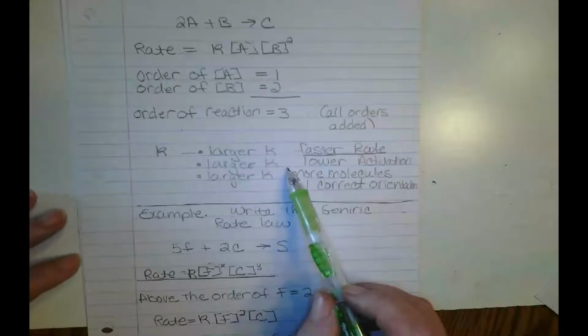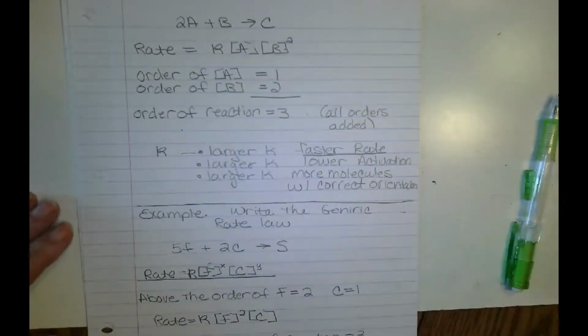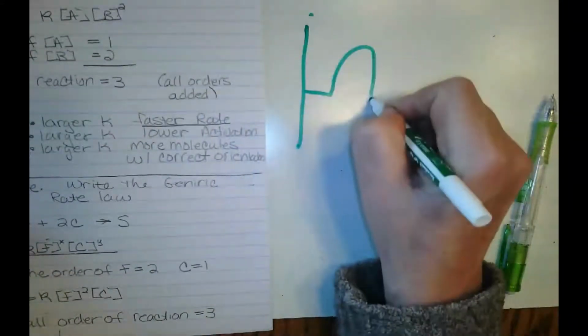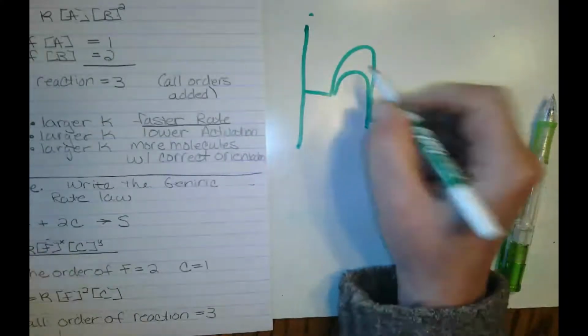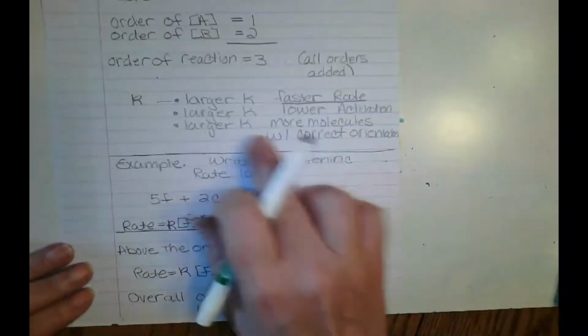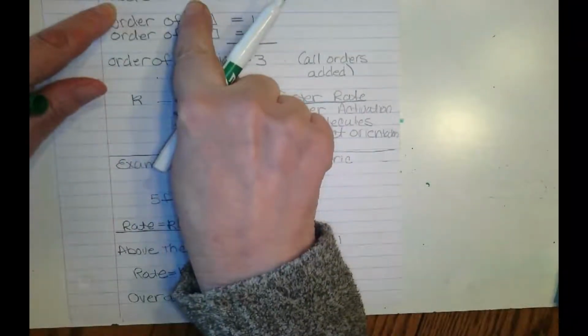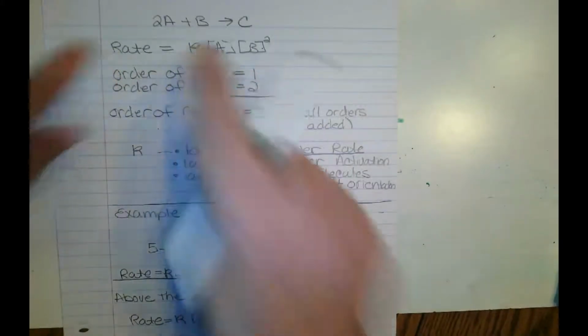If K is large, we have a lower activation energy. Remember, when I lower that activation energy, I speed up the reaction. I have a faster rate. Okay, so if I lower that activation energy with a catalyst or something, I have a smaller hill to get up. It's going to go faster, and that means that I will have a larger K. Notice, if I have a larger K, my rate is faster.